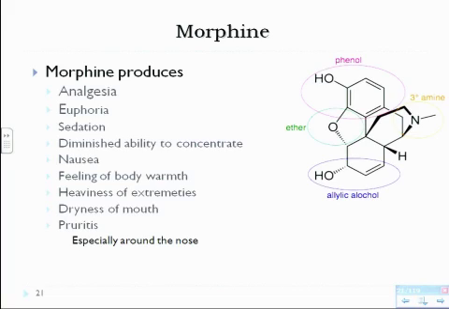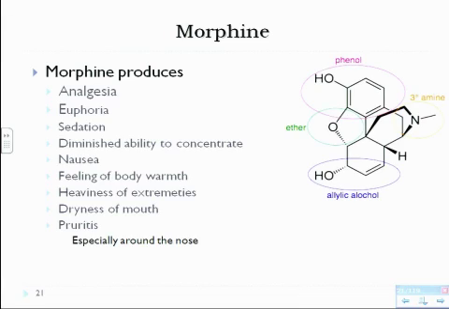Okay? Now, morphine basically will bind to all the opiate receptors, so it acts as an analgesic. It's a potent euphoric. It causes sedation. It diminishes the ability for people to concentrate. It does give them nausea. People feel a body warmth. They get heaviness of their extremities, dryness of mouth, and pruritus. Okay, they get itching, especially of their nose. So when you see that, don't be surprised. You'll see that a lot in the operating room. People start scratching their nose a lot. It's from the narcotic, and it also can be from the benzodiazepines, which can do something similar.